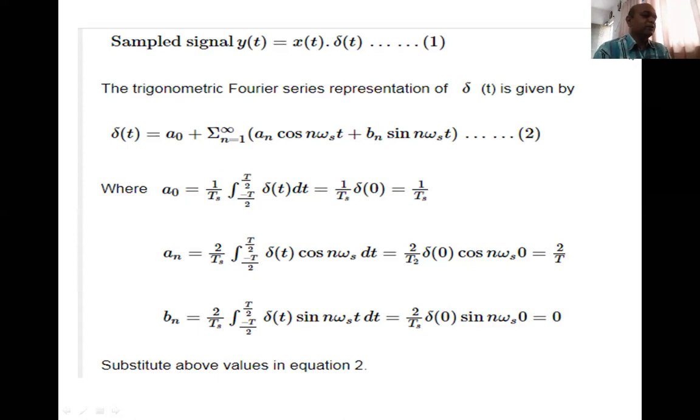Now here n is equal to 0. From this expression here n is equal to 1 to infinity.